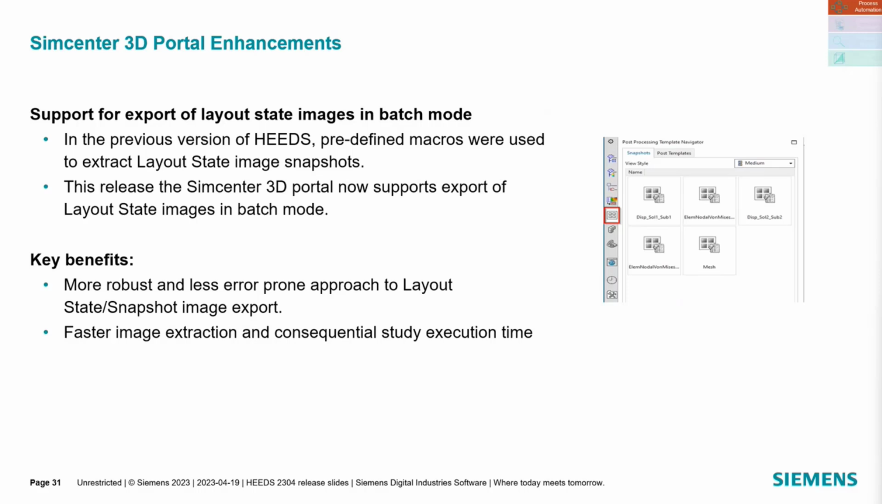But with this ability in batch mode, we're able to do this behind the scenes. So it's actually faster to run a design when you want to extract images this way, and it's more robust and less error prone than the previous way. This is only for a particular version of SimCenter 3D. I can't remember which one off the top of my head, but do reach out to us if you want that particular information.